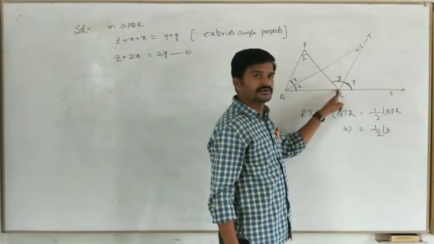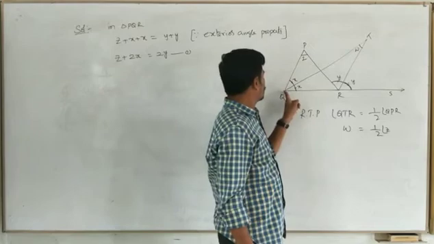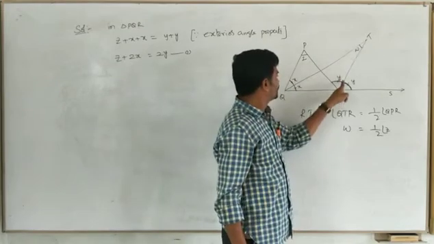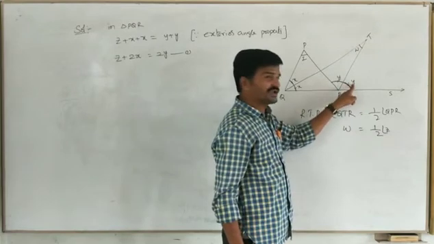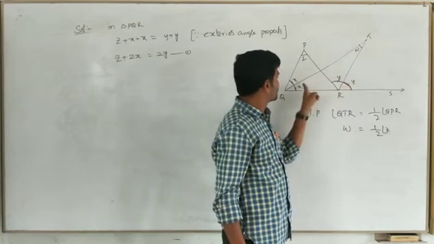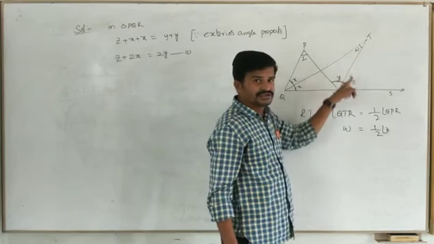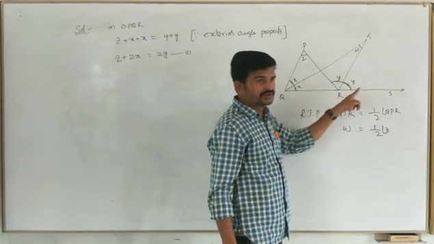QTR. This triangle QTR. This is the exterior angle or not? Yes, sir. This exterior angle means only y. This y equals x plus w, or not? Yes, sir. Is it clear? Clear or not?